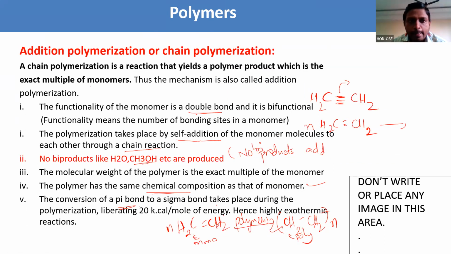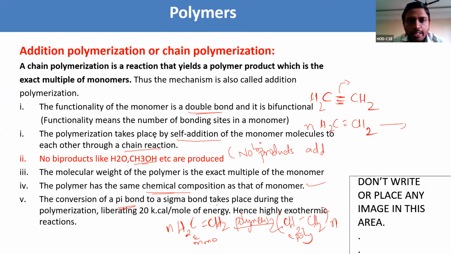Okay, this is addition polymerization, or chain polymerization. Here, chain polymerization is nothing but the polymer product being exact multiples of the monomer, so we call it addition polymerization. Here the functionality of the monomer is a double bond. The number of bonding sites present in the monomer is nothing but the functionality of the monomer.